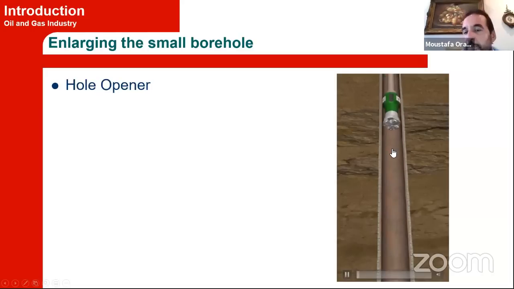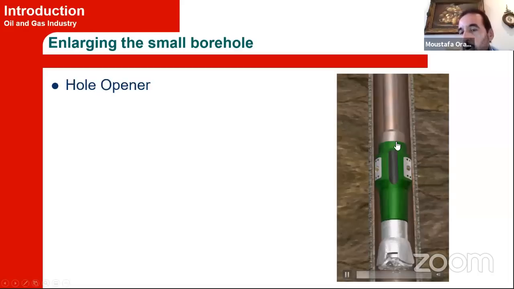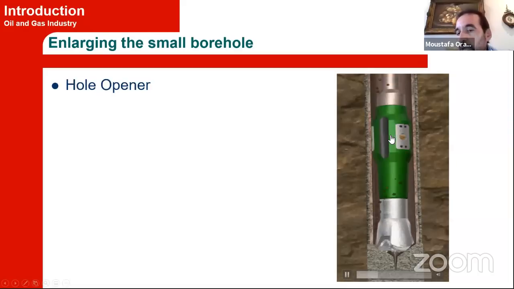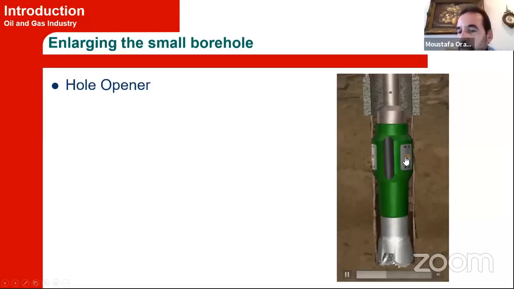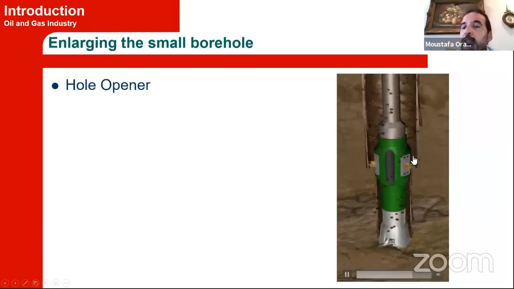Here is the bit, and here is the hole opener on the top. So this is the bit, and this is the hole opener. You can see there are some sides here. These sides have a certain type of other ways of drilling. So this will open now when we need it. It actually opened here, and when you drill, this one drills a certain size, and this one opens or enlarges it to a different size.